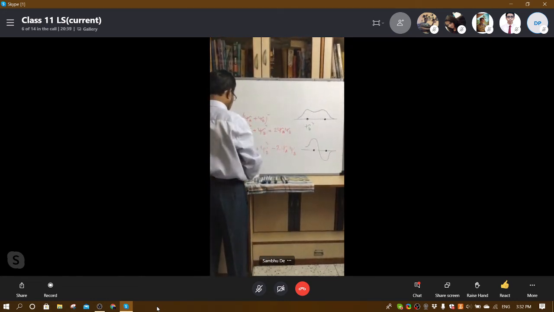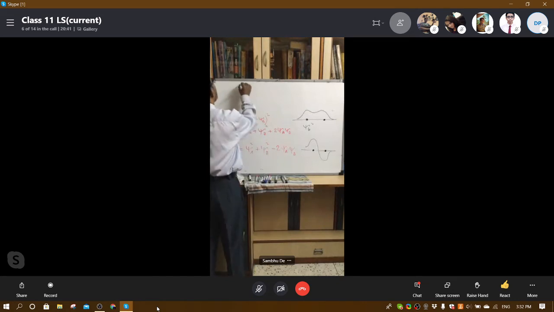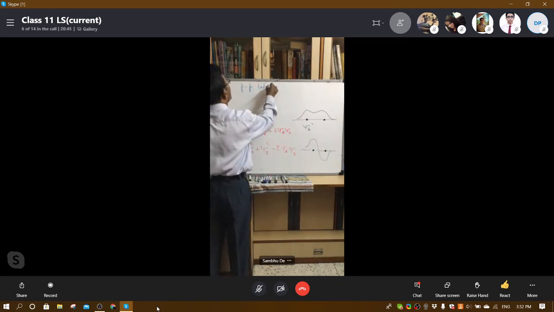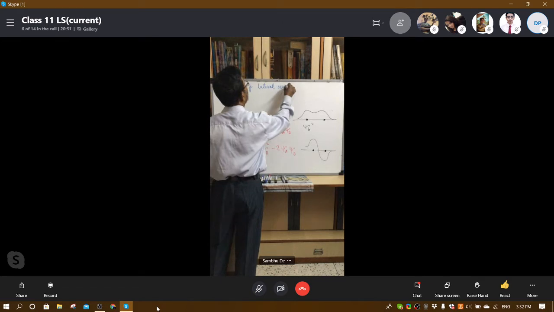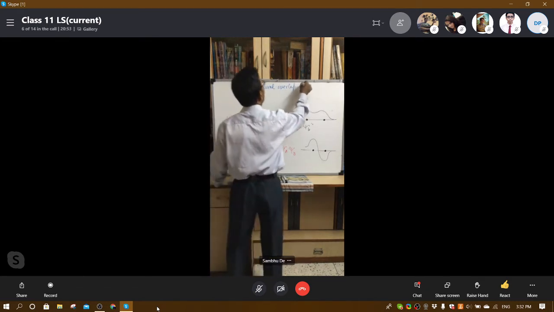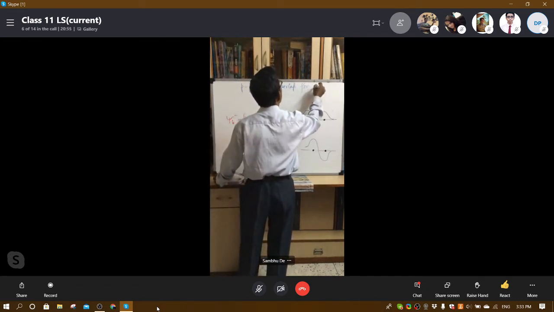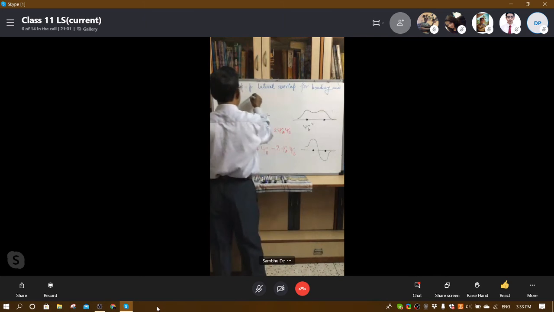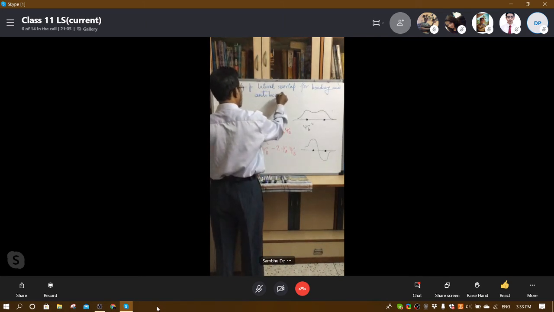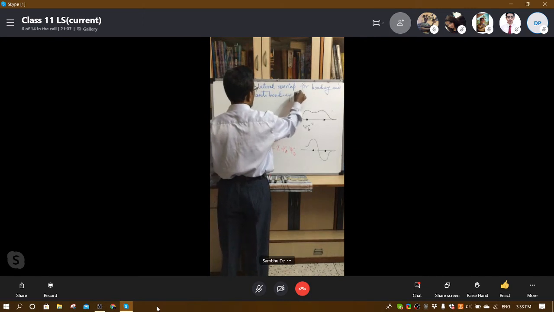Heading is PP lateral overlap forming bonding and antibonding MOs.